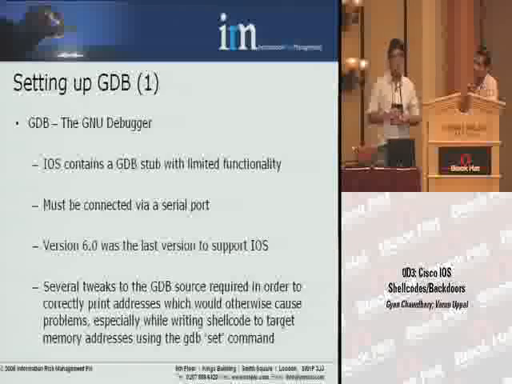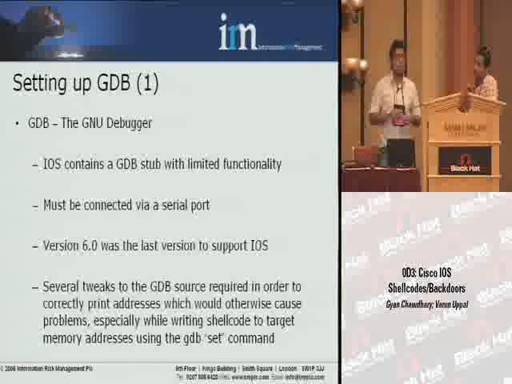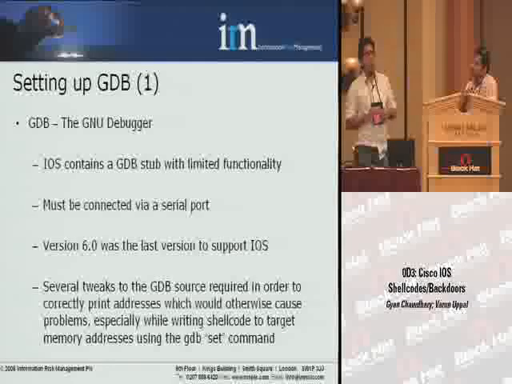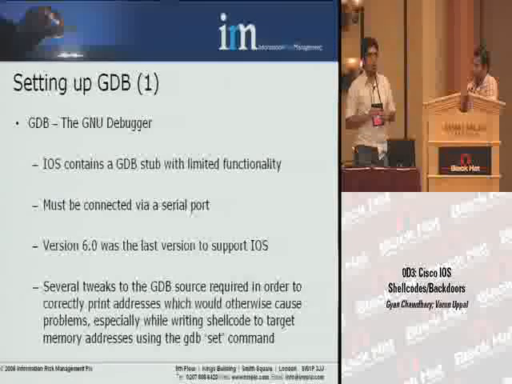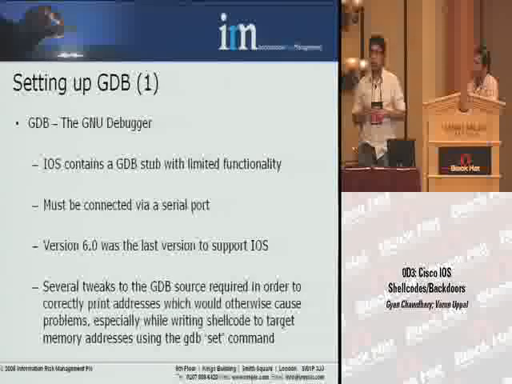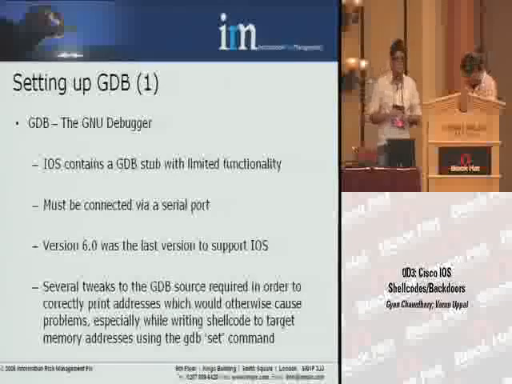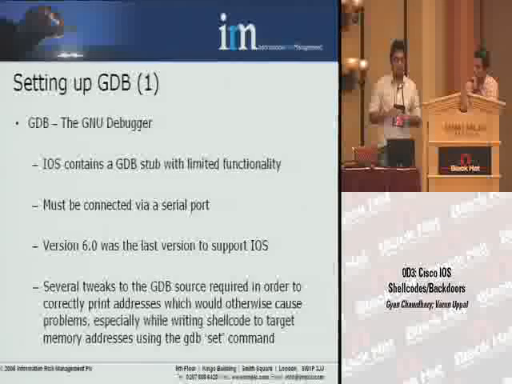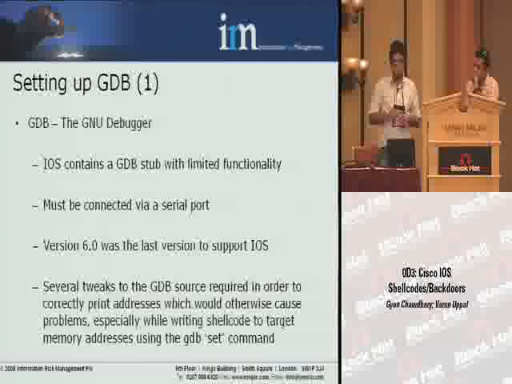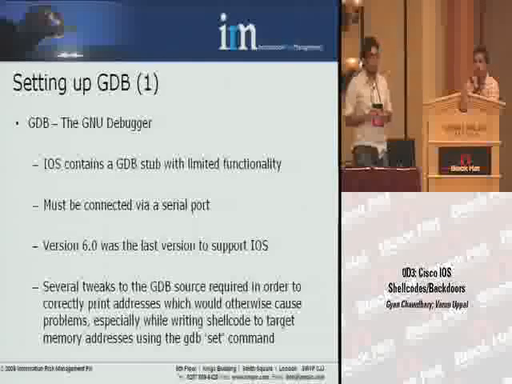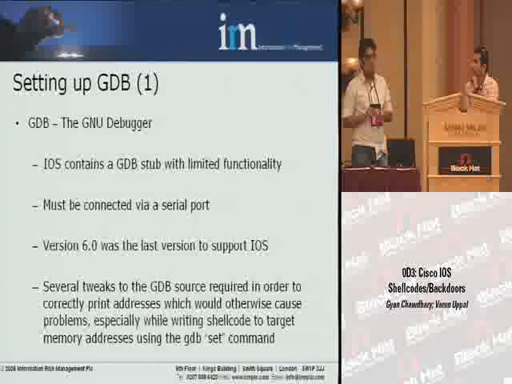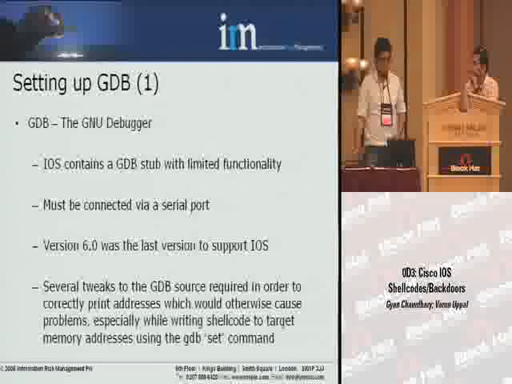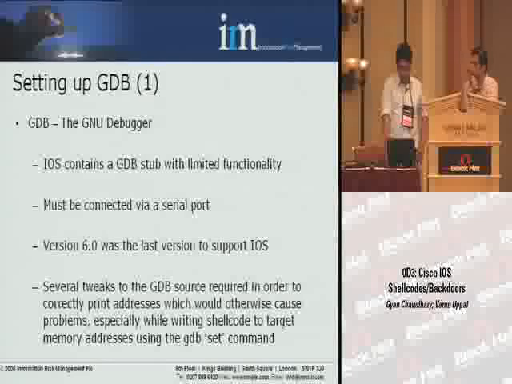So for that, we needed a fully working GDB debugger which could talk to the remote router. Again, there are some articles on the internet about how you go about debugging GDB using a serial line. Quite an old article, and Cisco, since I think GDB 6.0, completely stopped supporting iOS. So we had to modify GDB ourselves.